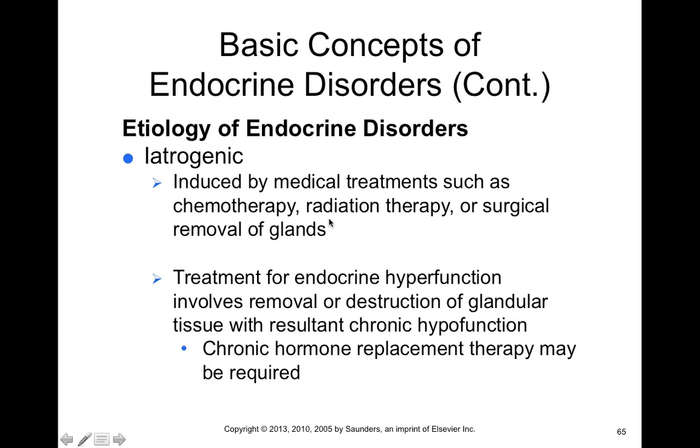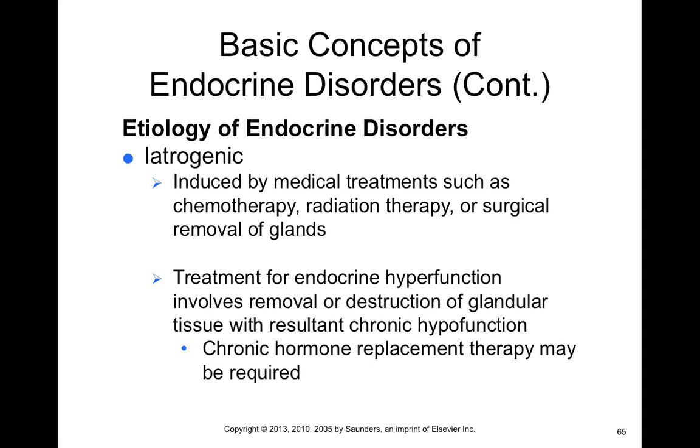So you might see that someone has an endocrine gland accidentally removed. Maybe they go in for a nephrectomy and the surgeon accidentally also removes their adrenal gland. Or they go in for a thyroidectomy and the surgeon accidentally removes their parathyroid glands.